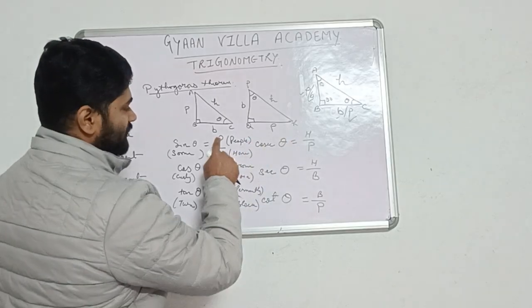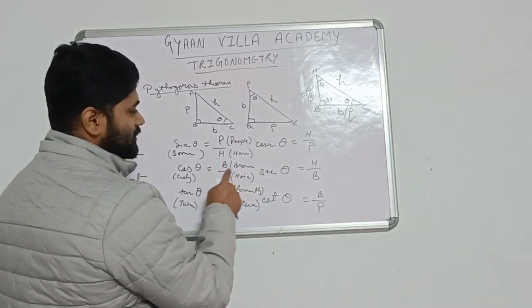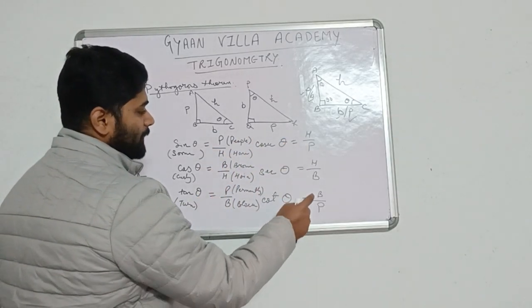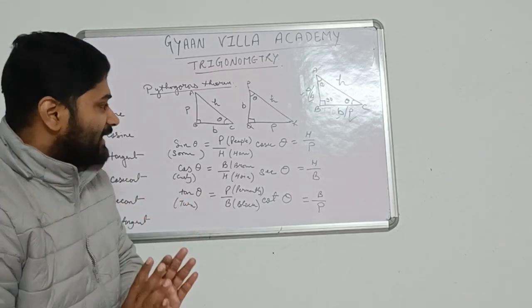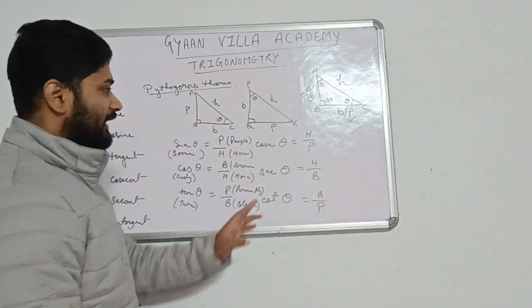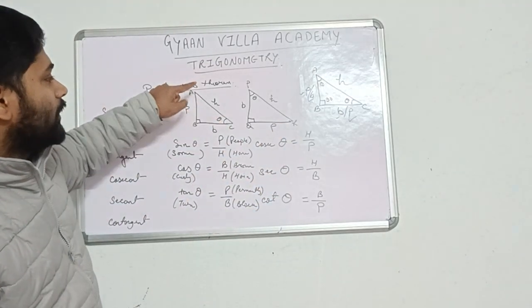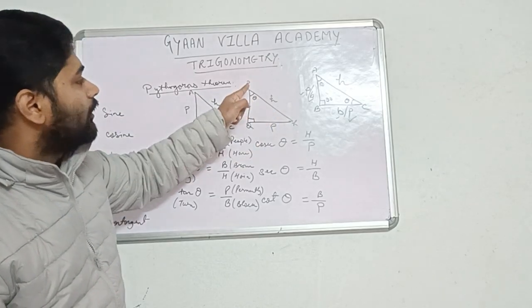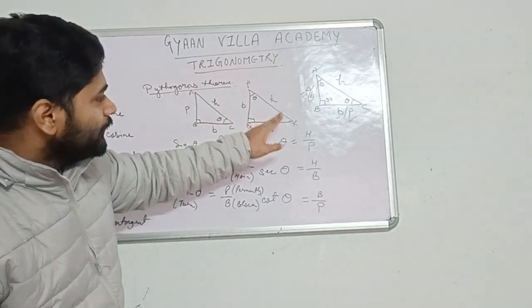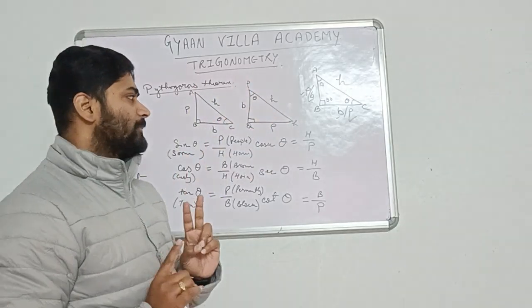And these are the reciprocal of this. See, P by H will be H by P, B by H will be H by B, and P by B will be B by P. The only factor is from where you are observing. In a triangle, you are observing from this angle or from this angle. According to that angle, perpendicular and base will change.